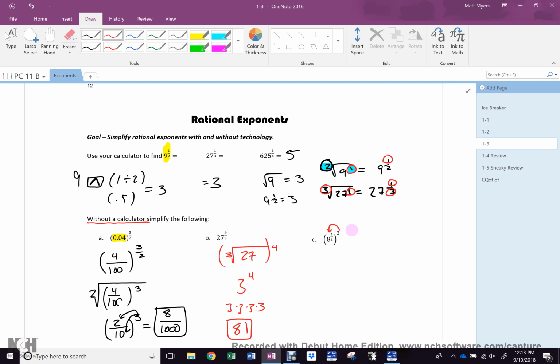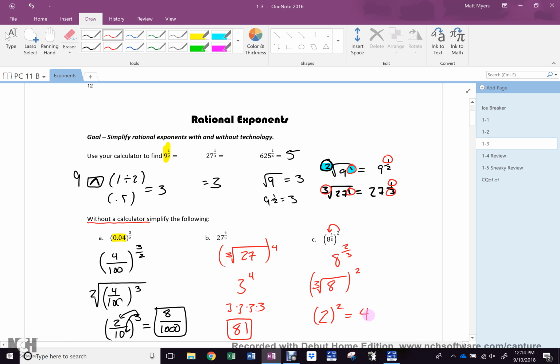This finger represents 1/3. Multiply it by 2. 2/3. 8 to the 2/3. Now you have a single fraction. Where does the denominator go? Index. Where does the base go? Radicand. Where does the exponent? The numerator goes to the exponent. What is the cubed root of 8? 2 squared, which is 4.